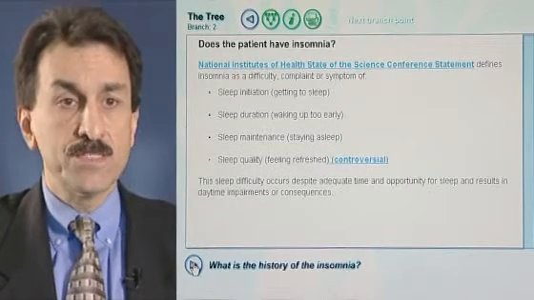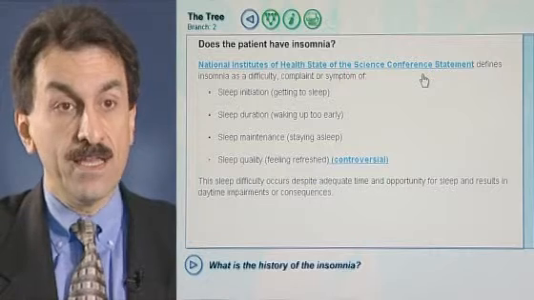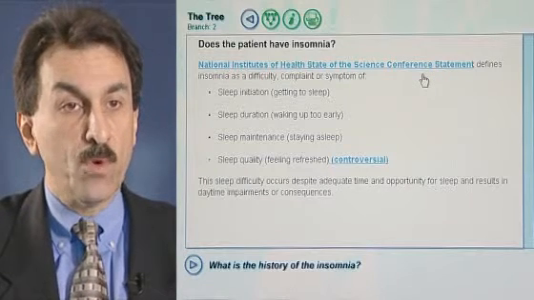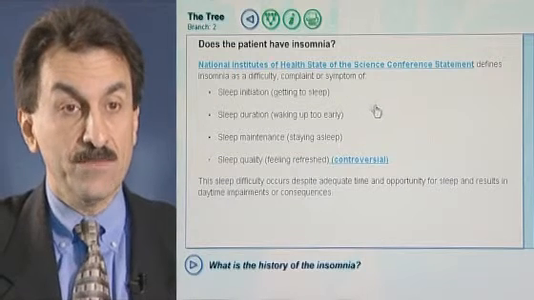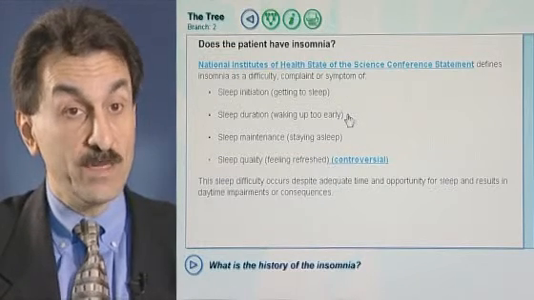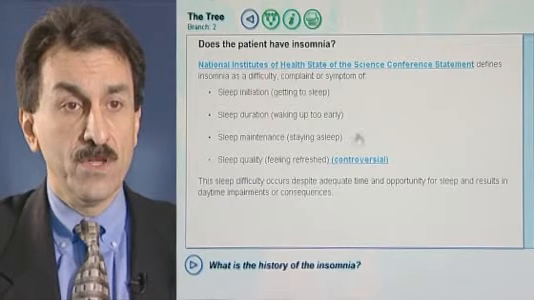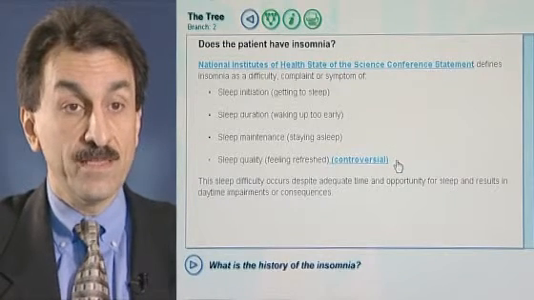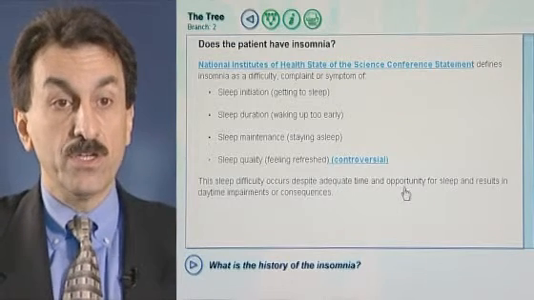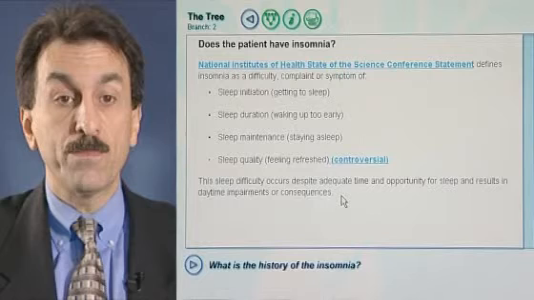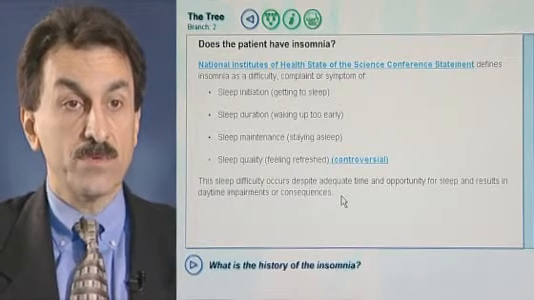Now, the National Institutes of Health State of the Science Conference Statement defines insomnia as a difficulty, complaint, or a symptom of sleep initiation, that is trouble getting to sleep, sleep duration, or waking up too early, sleep maintenance, or trouble staying asleep, or sleep quality problems, that is, waking up feeling unrefreshed. This sleep difficulty occurs despite adequate time and opportunity for sleep and results in daytime impairment or consequences.